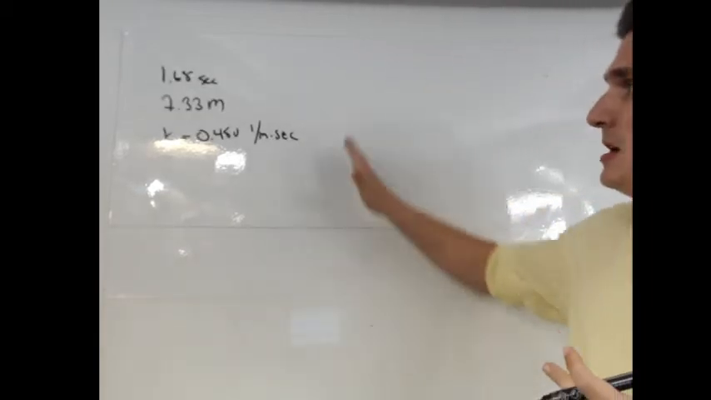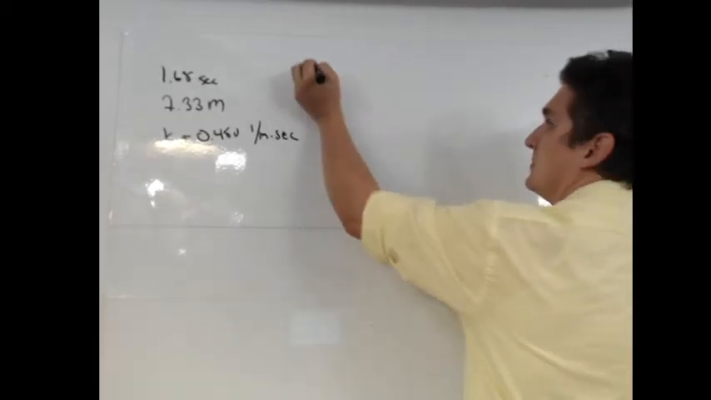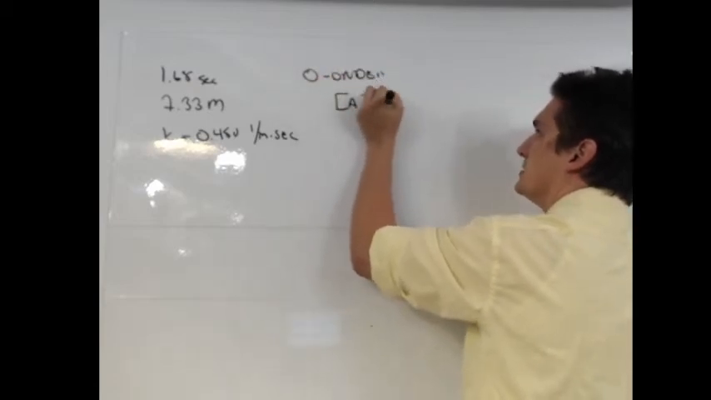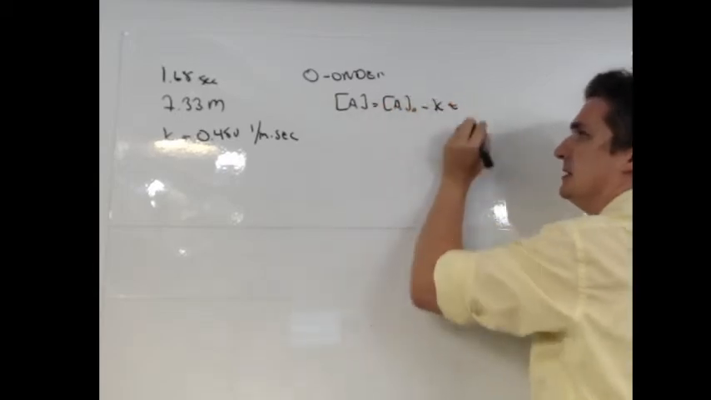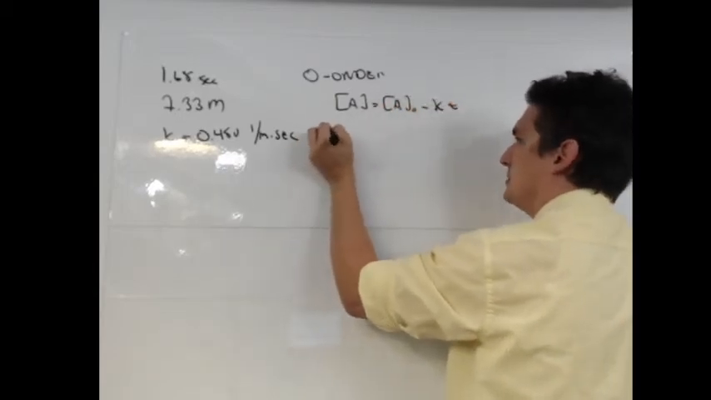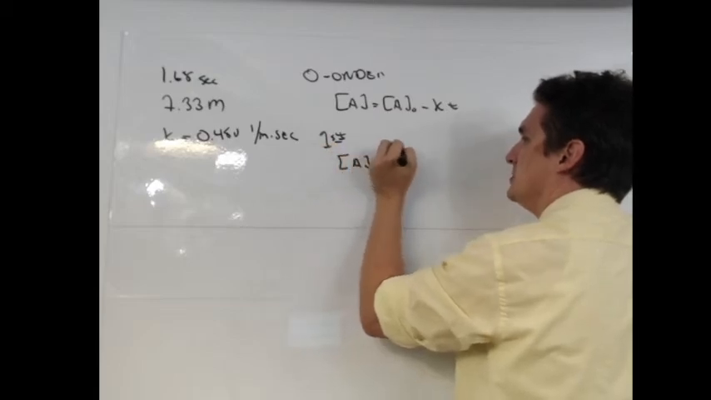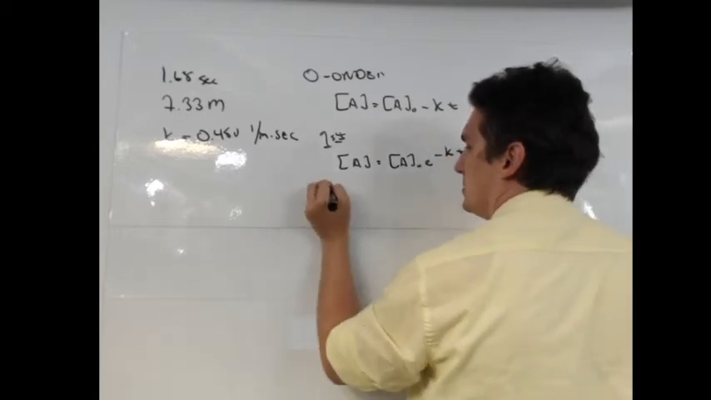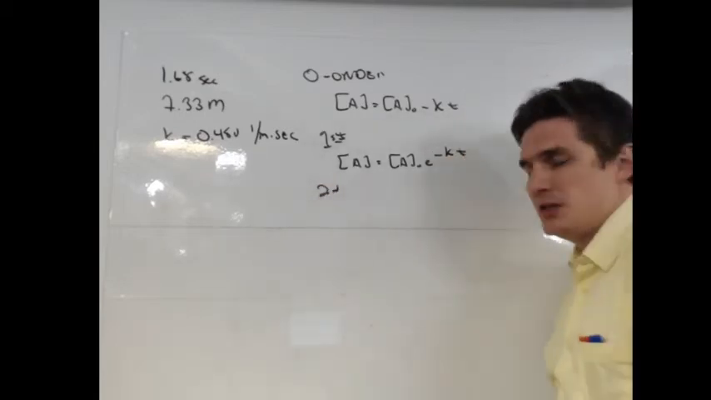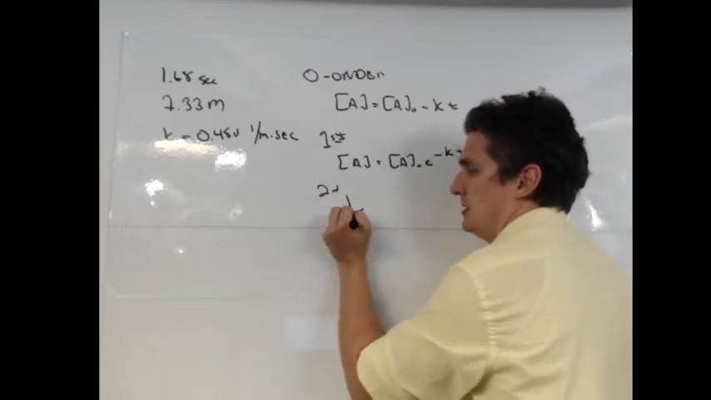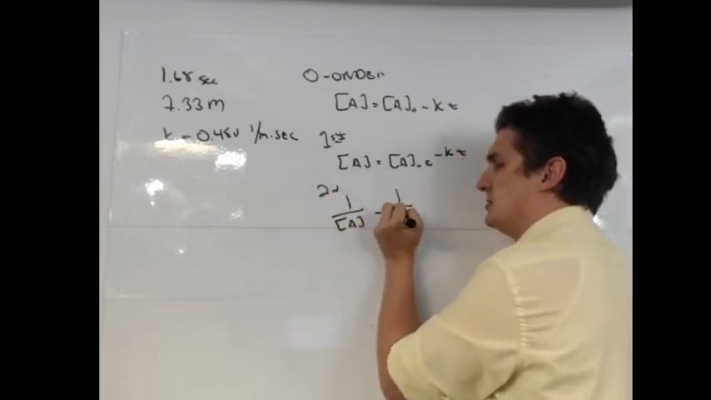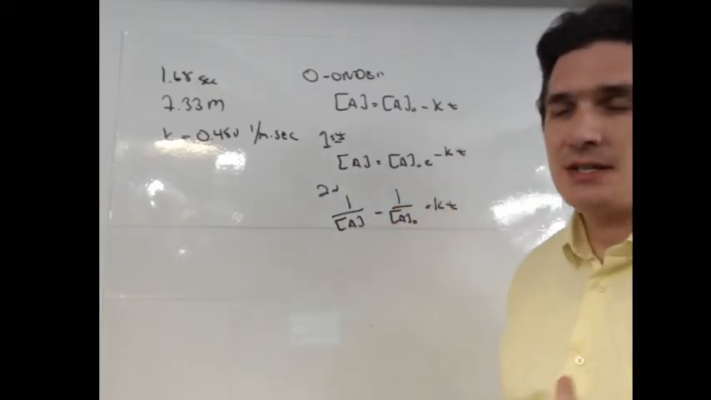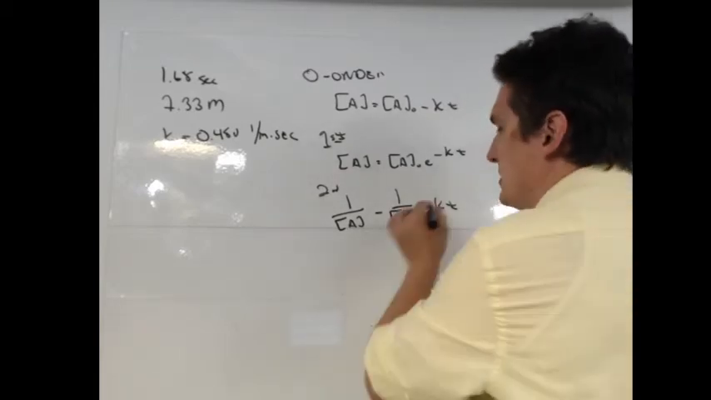So to solve these types of problems, there are 3 kinetic models. Zero order, which says that the concentration of A is its starting concentration minus KT. First order, concentration of A is equal to the starting concentration times e to the minus KT. And then for second order, there are 2 forms. The most useful form is 1 over the concentration minus 1 over the starting concentration equals KT.